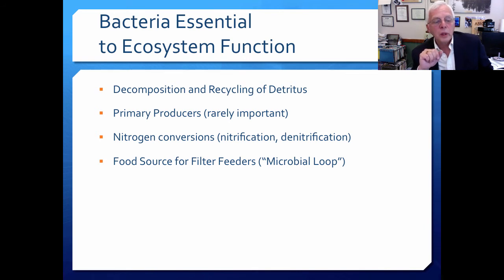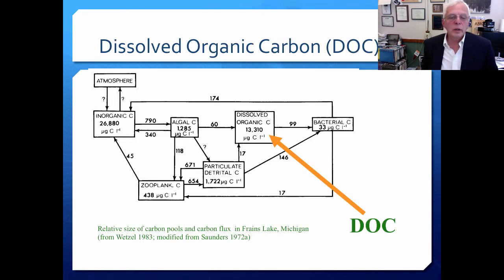They're also super important for performing nitrogen conversions, and that is to nitrify nitrogen sources, and also to engage in denitrification, which is the extraction of nitrogen and sending it up into the atmosphere that we'll learn about a couple sessions from now. And also, these microbes are very important as a food source for filter feeders. And this is what we refer to as the microbial loop.